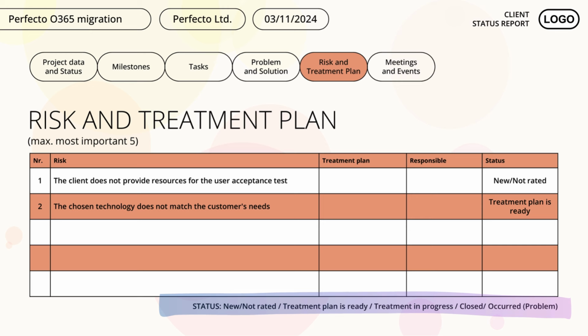Treatment in progress. If the mitigation of the risk has started, it receives the treatment in progress status. At the status meeting, we need to provide or receive information about the progress.